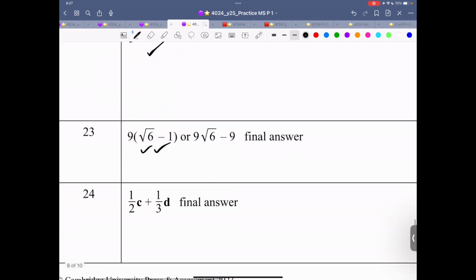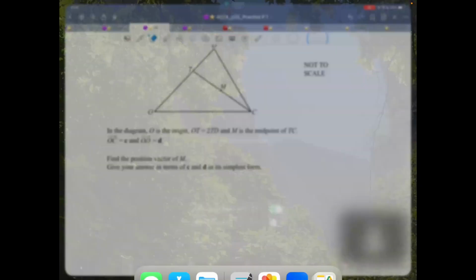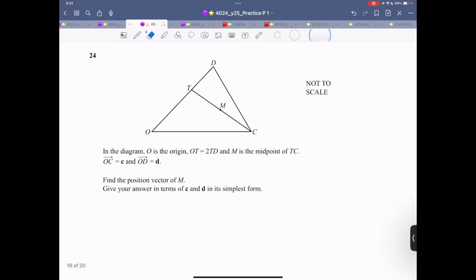And this is the last thing that I'm coming to, the very last question, which is about vectors. The last question was 25, but we did 25 first, and now we are doing vectors. In the diagram, O is the origin, and the first statement is OT is 2TD, OT is 2 times TD. If this is 1, this is 2. M is the midpoint of TC. Therefore, TM and MC would be the same. OC is C, OD is D.